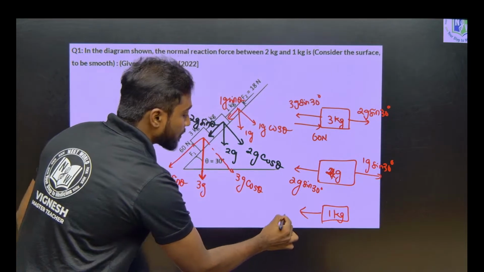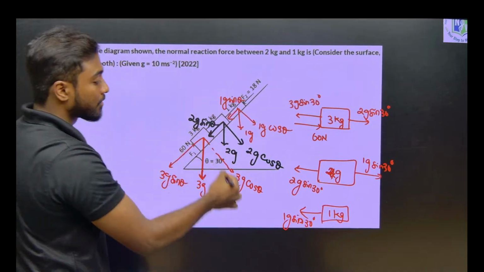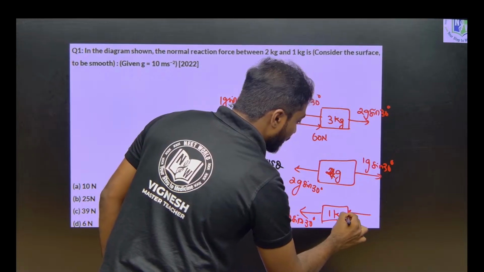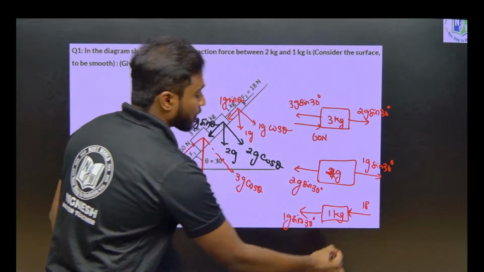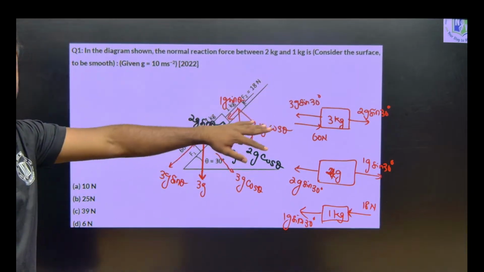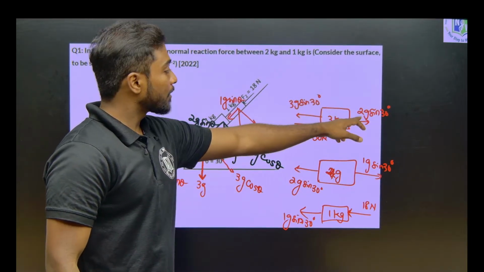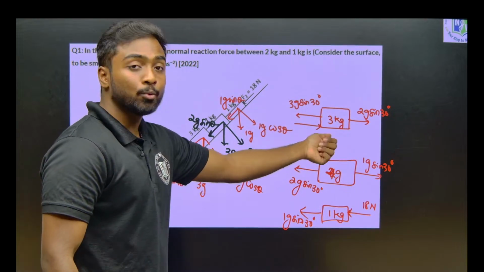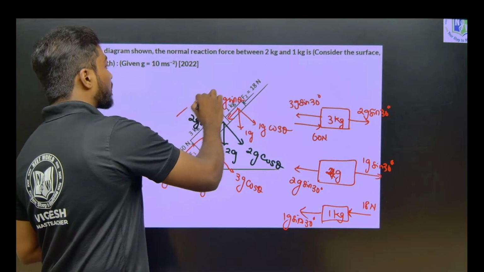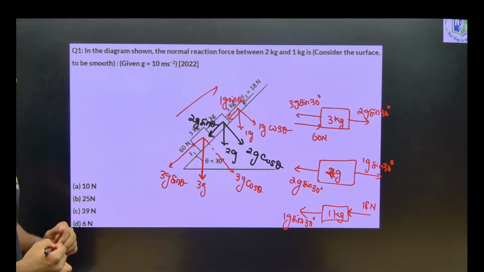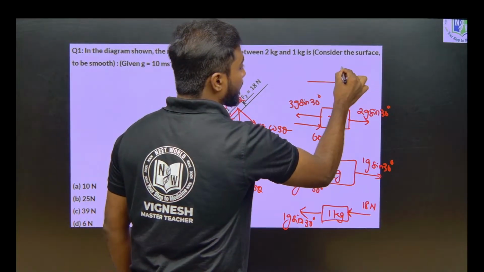Now for the last one, the 1 kg block, this is my 1g sin 30, and one more force is acting in this direction only, that is 18 Newton. These are the forces. Now if I compare 3g sin 30 degree and 2g sin 30 degree with the 60 Newton, 60 Newton force is acting more. So obviously the block is moving in this direction, and acceleration will be in this direction.